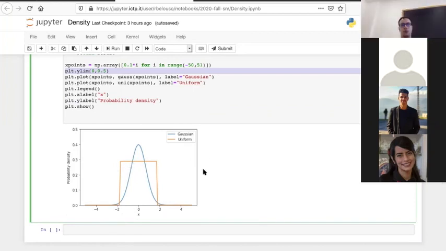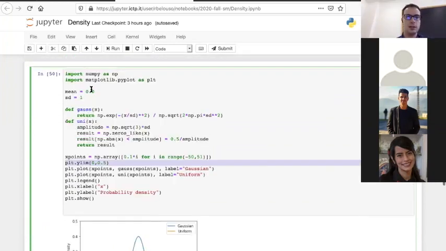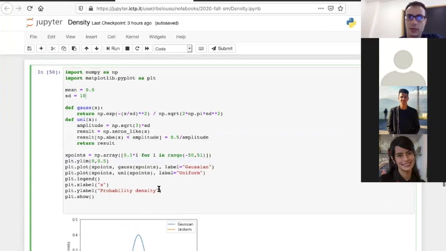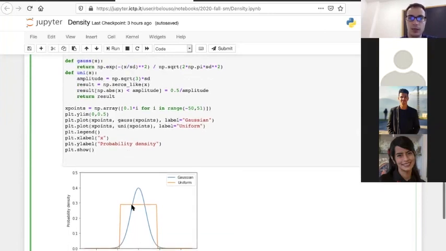Okay, now a question. What will happen to these distributions if I increase the standard deviation by 10? I make the standard deviation not equal to 1, but 10. It will go wider. It becomes wider, right? In terms of uncertainty, how certain do we know the value of x in that case? It becomes more uncertain. Very good.